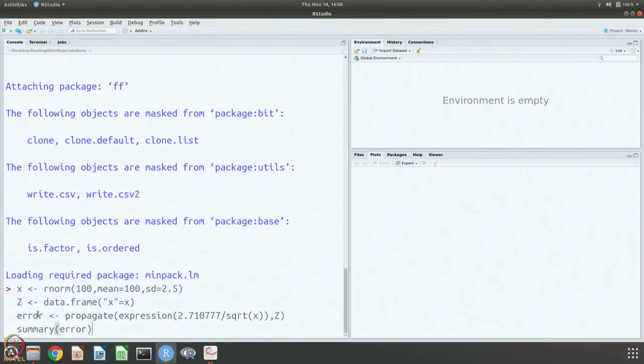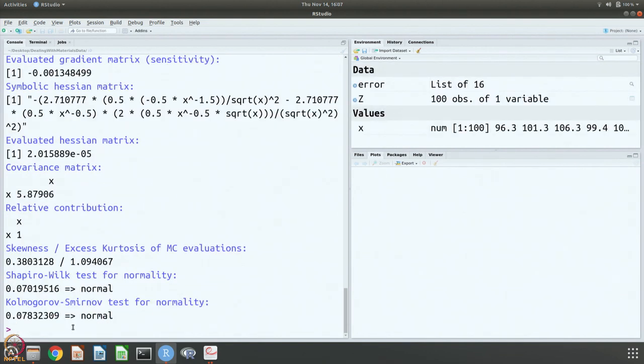Okay, so what is this command? This is the error propagation we are calculating, and that is using the expression 2.71 by square root of x. And for doing error propagation, we have to give either the mean and standard deviation or some data generated using a simulation. And this error propagation itself is going to be done using Monte Carlo simulation, and we want to look at the resultant values.